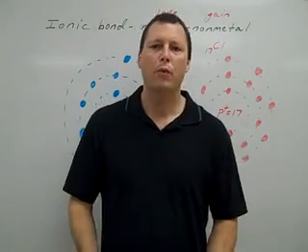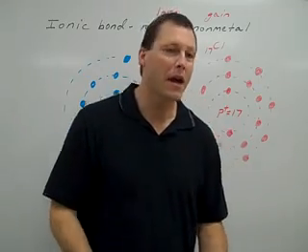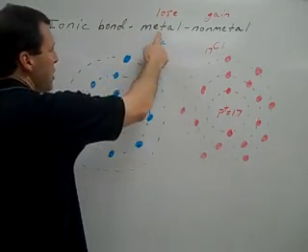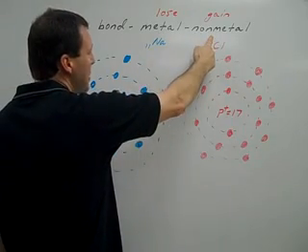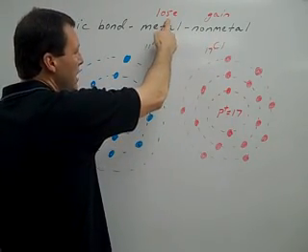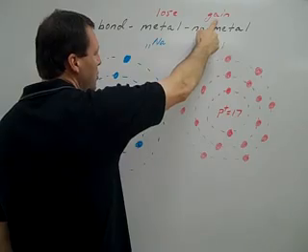The first type of chemical bond we're going to talk about is going to be the ionic bond. Now, an ionic bond is going to be between a metal and a nonmetal. The metal is going to lose electrons, and the nonmetal is going to gain electrons.